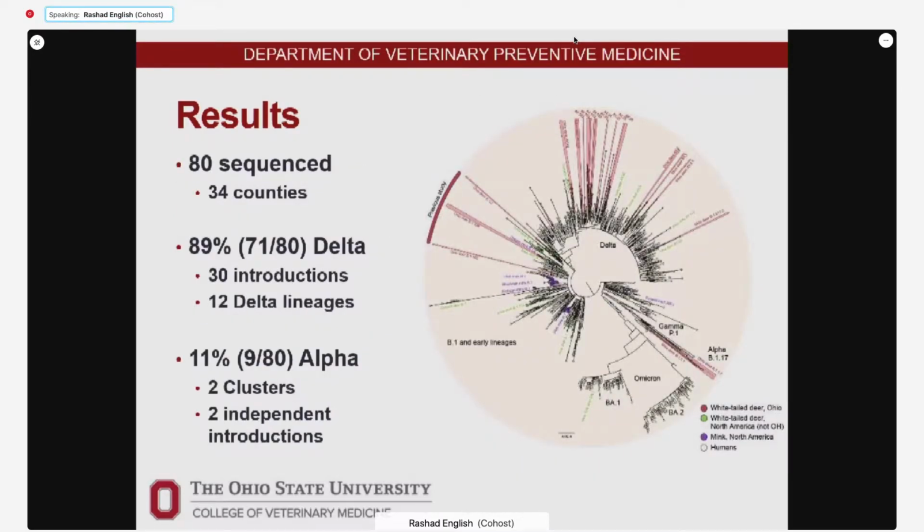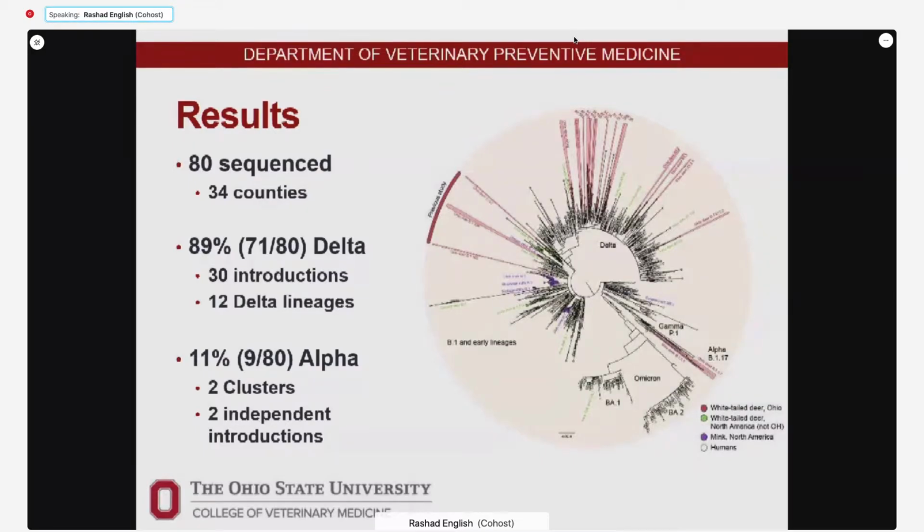So, getting to the meat of it, we have 80 of those that we were able to sequence. That represents 34 counties. And as we look across this, most of what we saw were delta, and so we have multiple delta introductions. Across that time period, we detect about 30 different delta introductions across the state of Ohio, representing 12 different delta lineages.